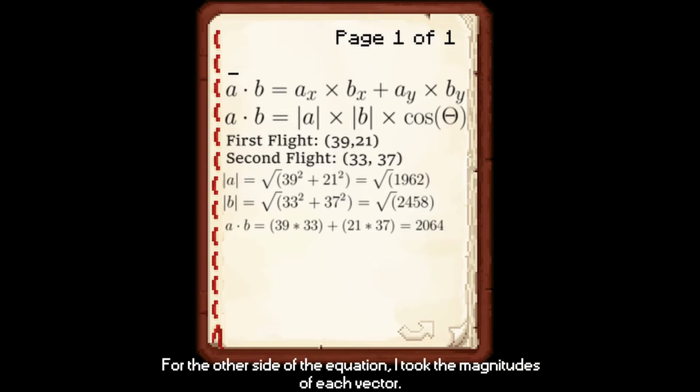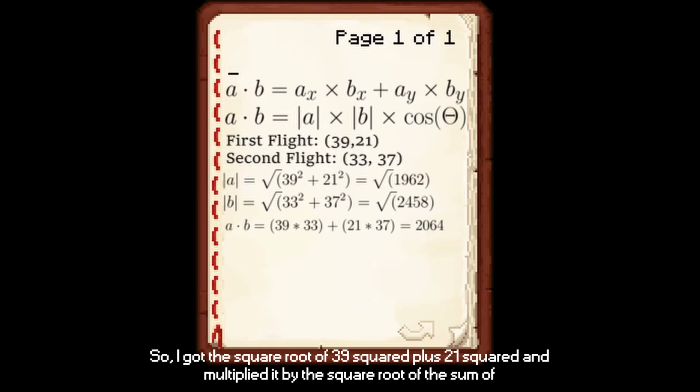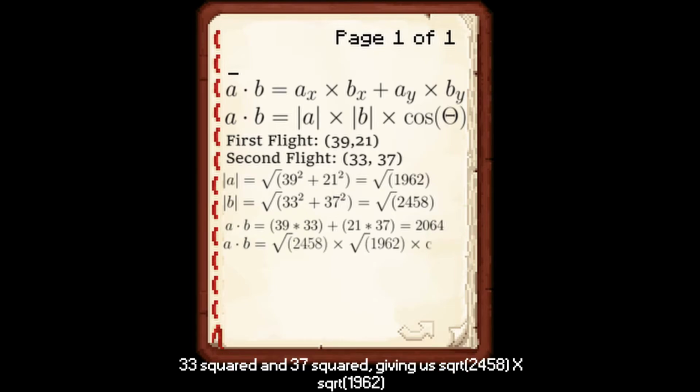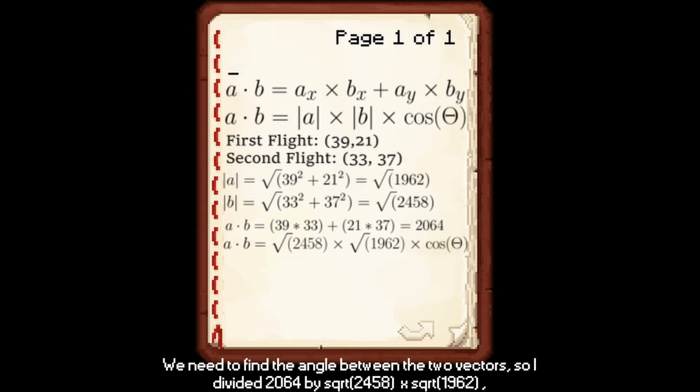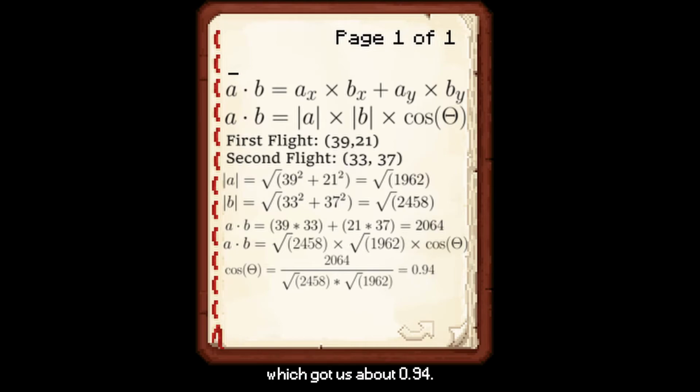For the other side of the equation, I took the magnitudes of each vector. So I got the square root of 39 squared plus 21 squared, multiplied by the square root of the sum of 33 squared and 37 squared, giving us the square root of 2,458 times the square root of 1,962. We need to find the angle between the two vectors, so I divided 2,064 by the square root of 2,458 times the square root of 1,962, which got us about 0.94.